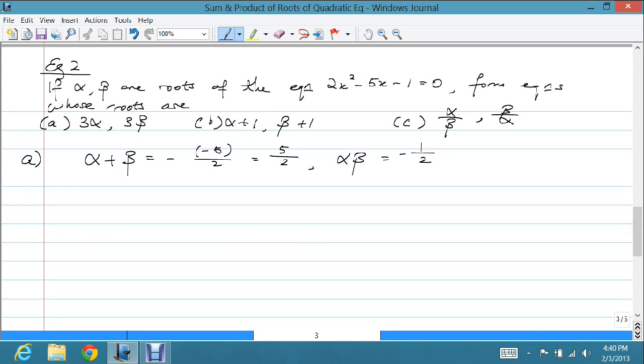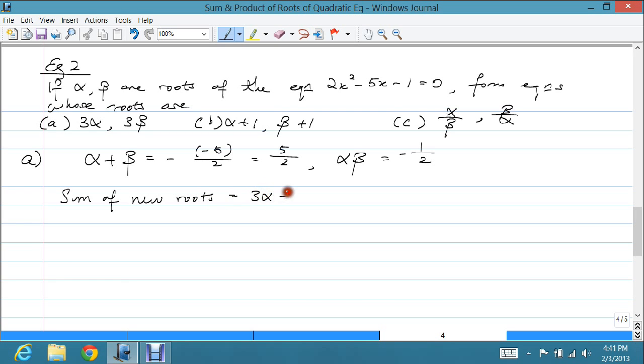So we're going to apply it here. Before we do that, we must first find out the sum of the new roots, which is 3 alpha plus 3 beta in this case, because 3 alpha and 3 beta are the new roots of the new equation. So this gives me 3 times alpha plus beta, which is 15 over 2.